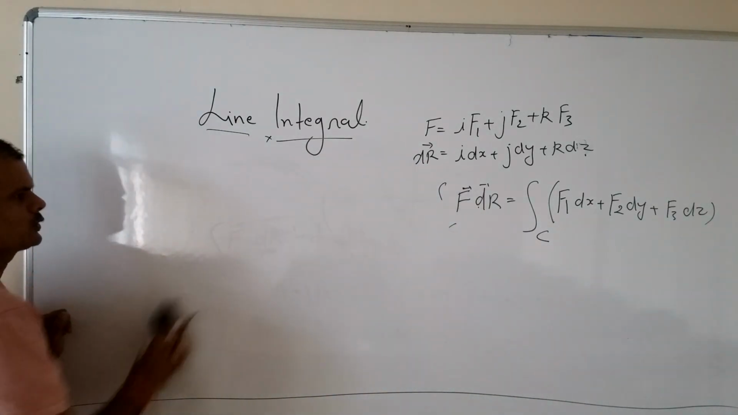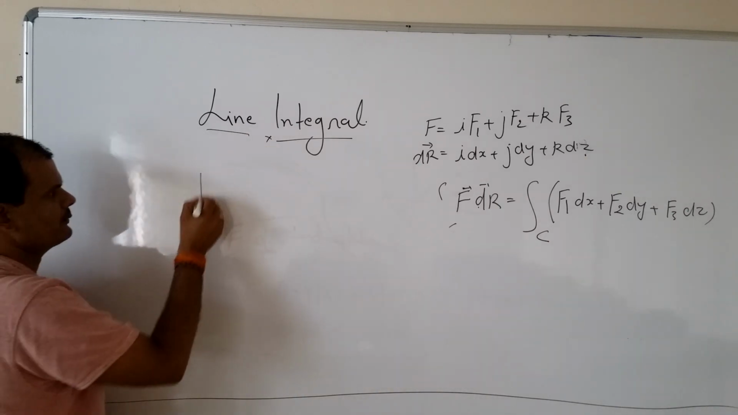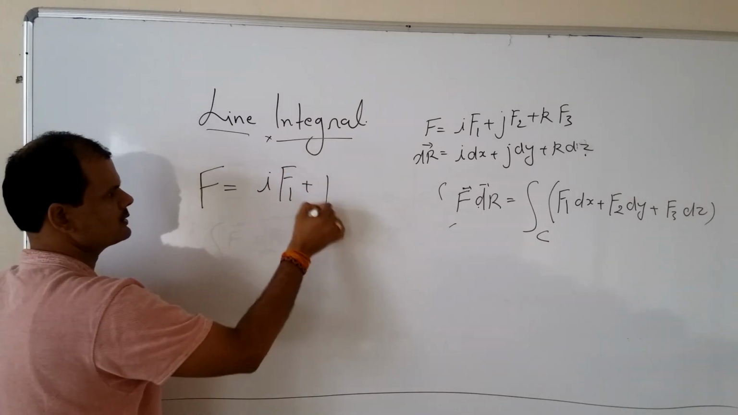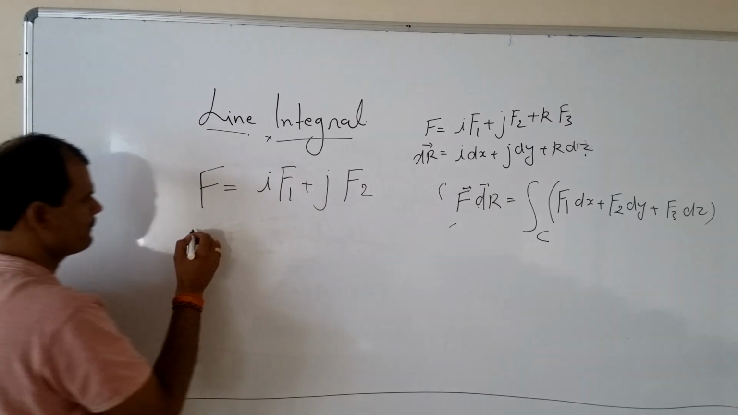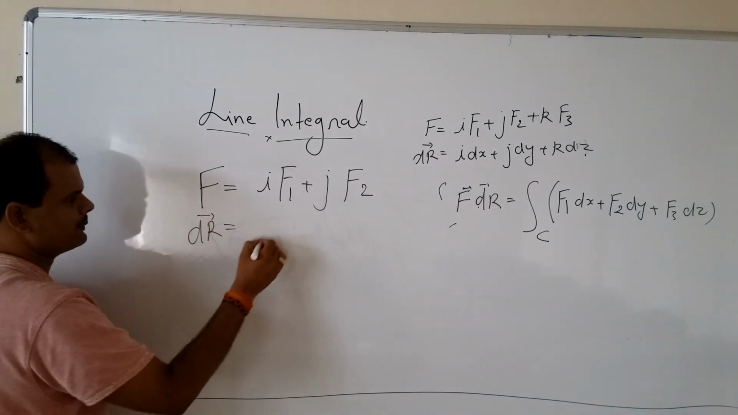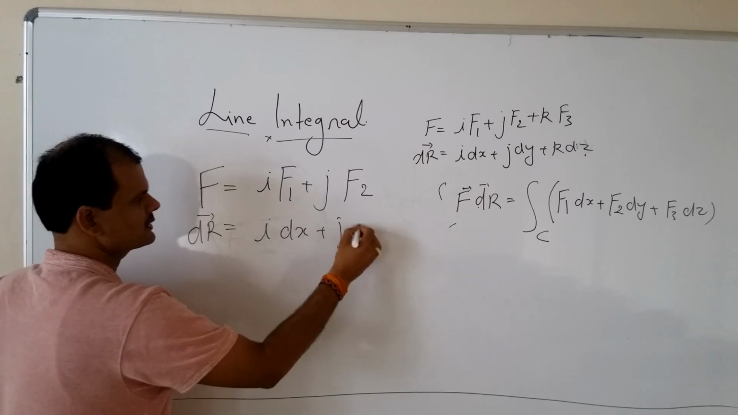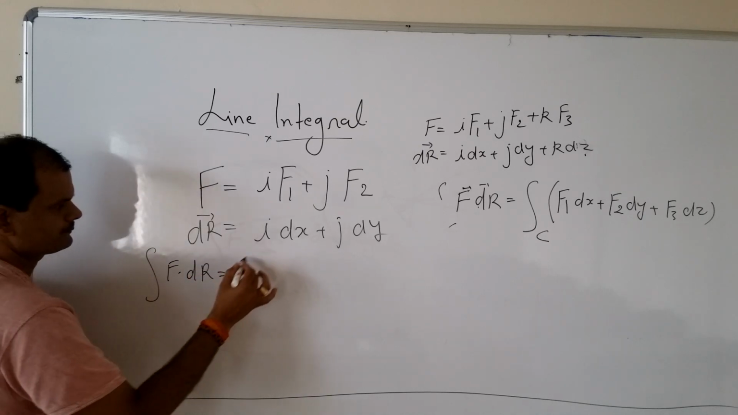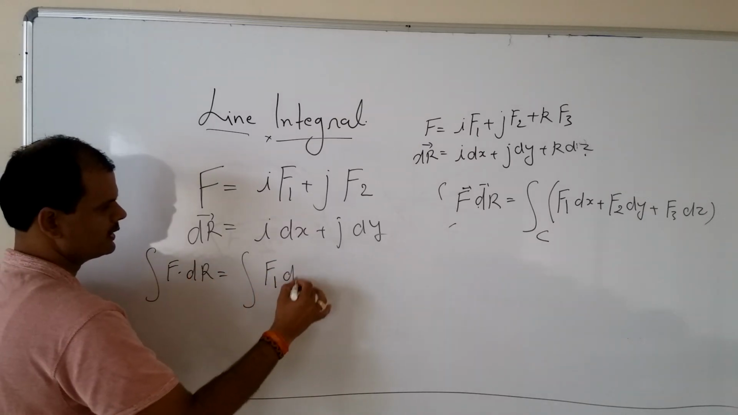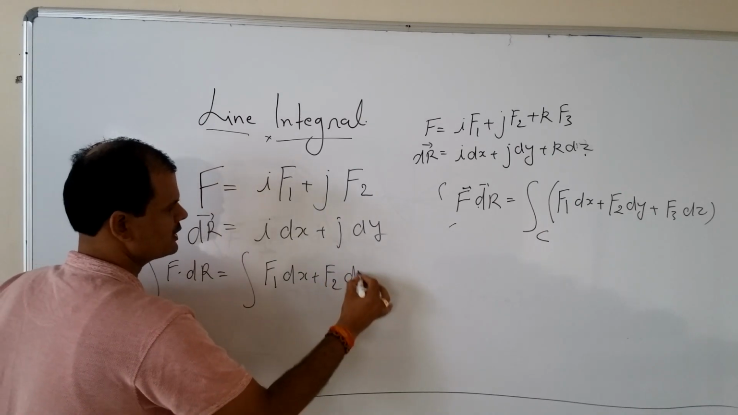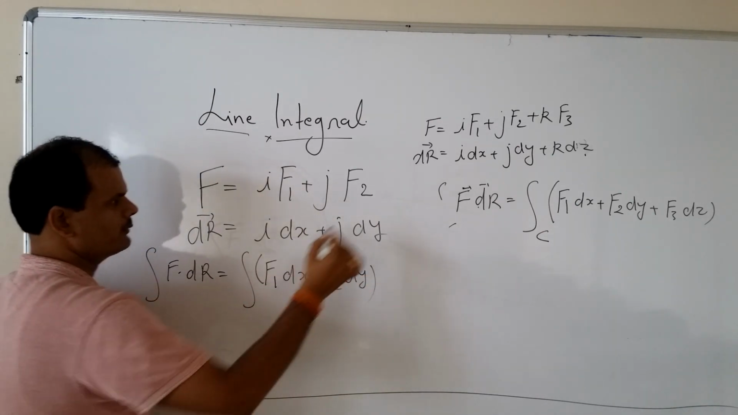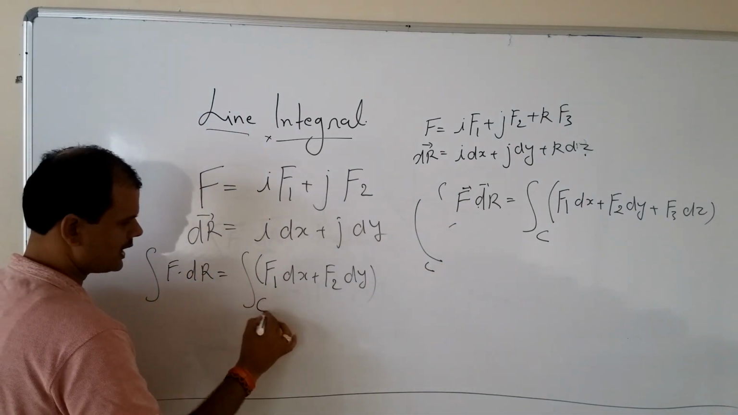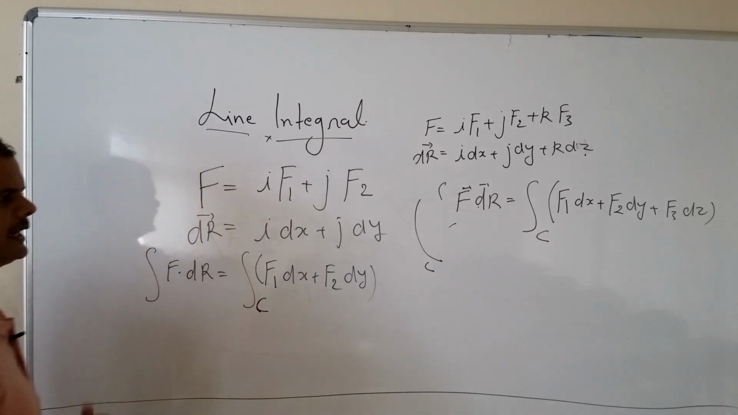I'll take first 2D, two dimensions. So let F be the vector defined on two dimensions. So this will be i F1 plus j F2, and your dr will be, since it is the xy plane, i dx plus j dy. So the integral of F dot dr will be F1 dx plus F2 dy, and we'll take one curve C. The integration along the curve C is called the line integral.